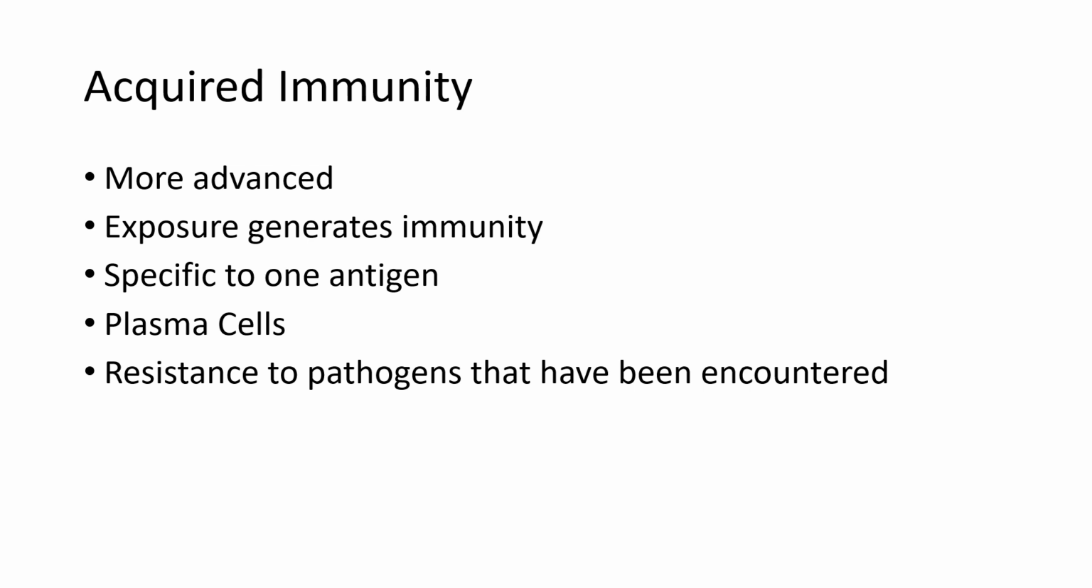Acquired immunity is more advanced. Exposure to an antigen generates immunity. It is specific to one antigen only. Plasma cells are generated that produce antibodies, and resistance to pathogens that have been encountered, so that you can fight off the infection if you encounter it again.